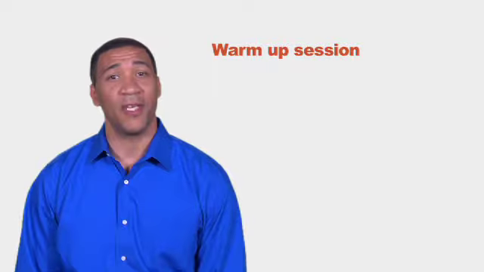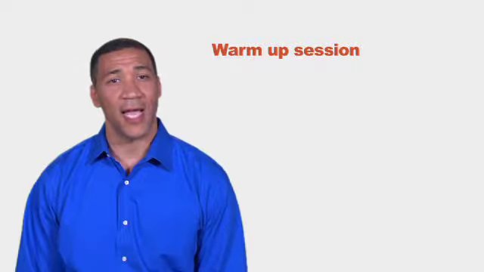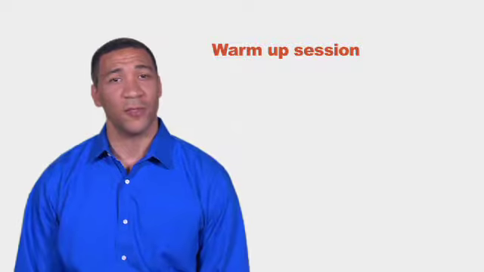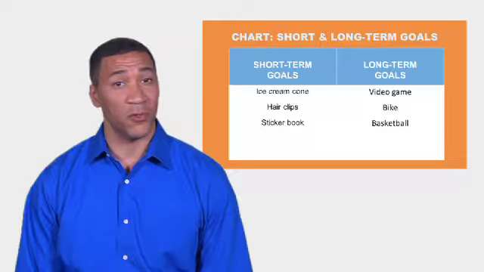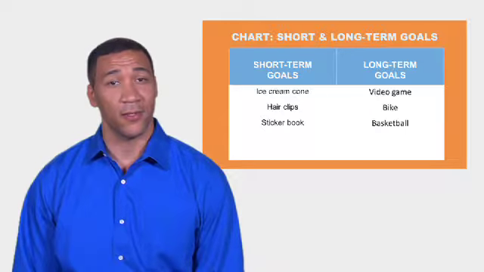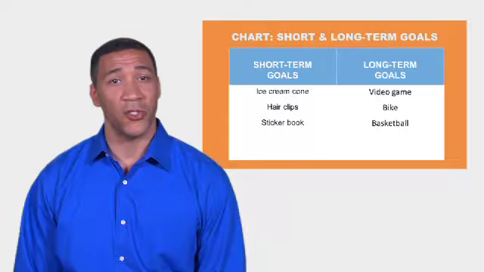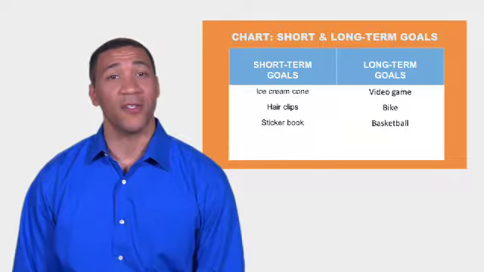Let's start this lesson with a 15-minute warm-up session that begins by discussing with the class exactly what a goal is and the difference between short-term and long-term goals. Then have the students brainstorm to come up with examples of both short and long-term goals. As they do, write them on a T-chart at the front of the room where they all can see the lists.